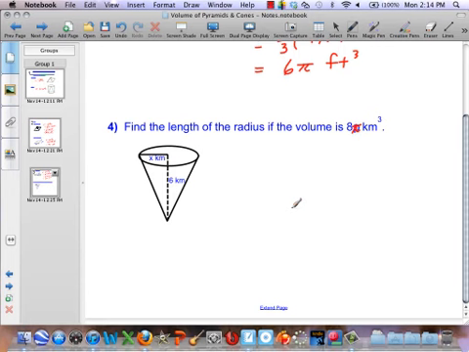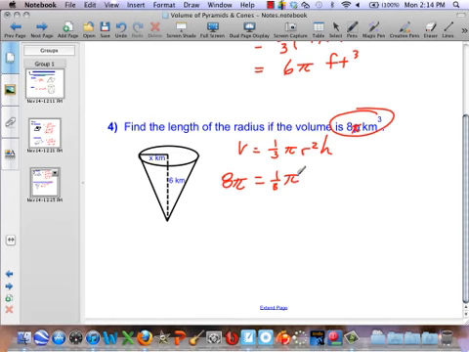Now, this is where I need you guys to really stop and think for a minute. How do you find volume? V equals 1/3 pi r squared times h. Okay. So what is our volume? 8 pi. Alright, so 8 pi is equal to 1/3 pi times our unknown radius squared. And what's our given height? 6. So 8 pi is equal to 2 pi r squared.